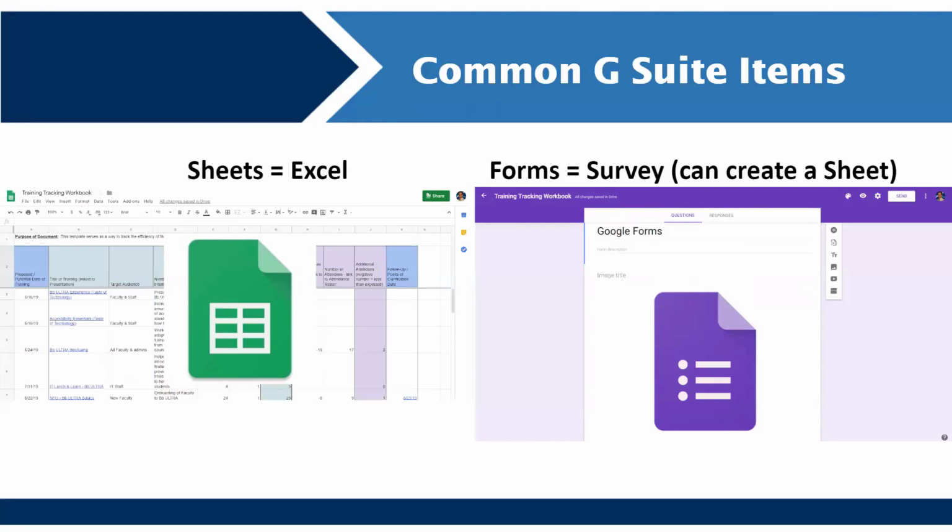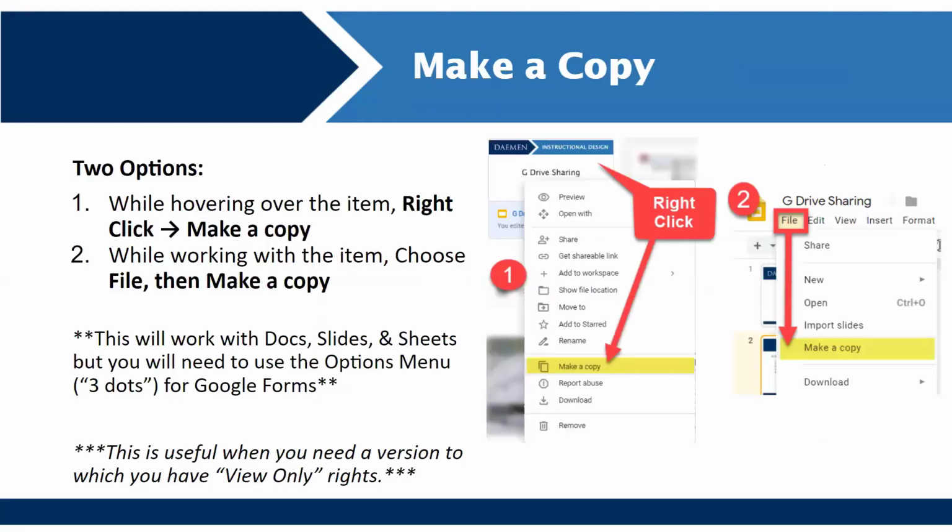Leaving this idea for just a moment, from any of these very common G Suite products, one of the things you may want to consider is making a copy. The purpose for this is, let's say that you are collaborating on a document with someone, but you need a copy that only you have ownership over. As long as the owner settings allow you to make a copy, that's exactly what it would do.